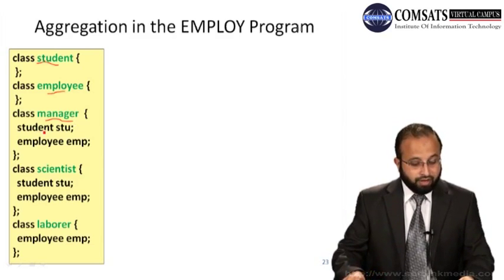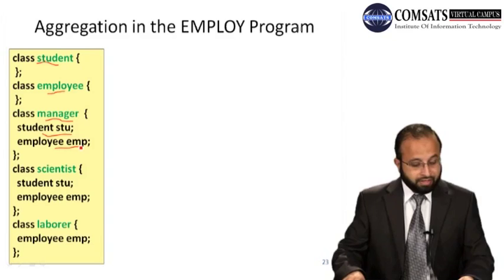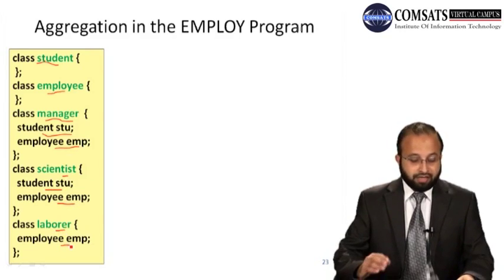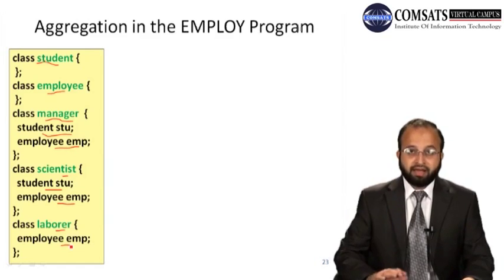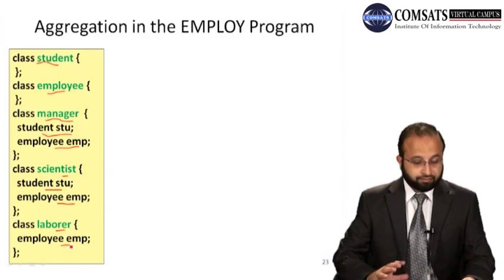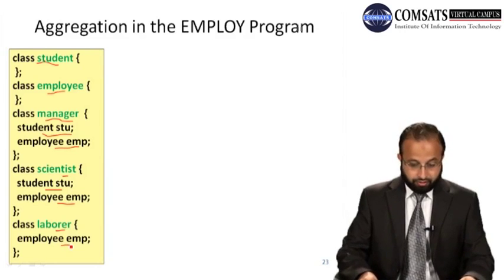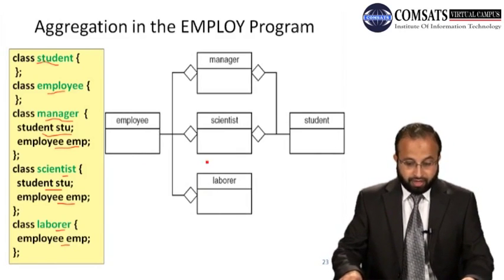Instead of that, we create an object of student and employee within the manager class, right? Similarly, in the scientist class you create an object of the student class and an object of the employee class, and similarly in the laborer class you create an object of the employee class. Instead of using inheritance, now you use aggregation here, right? And that is called the aggregation. Manager has a student, manager has an employee, right? So this is the UML diagram of the aggregation.